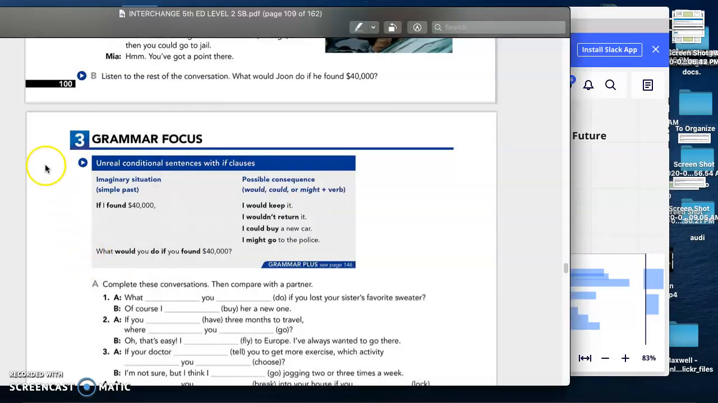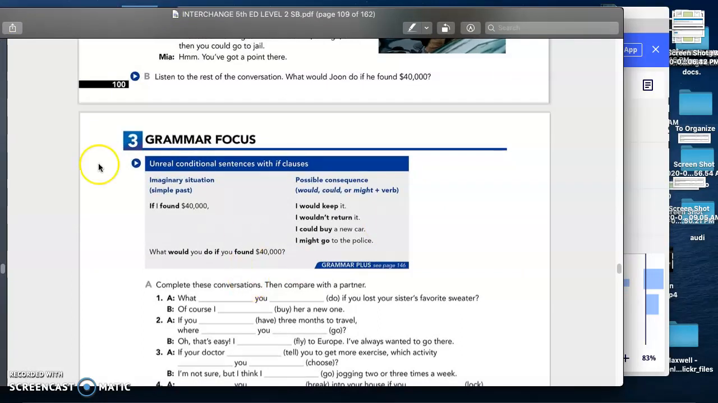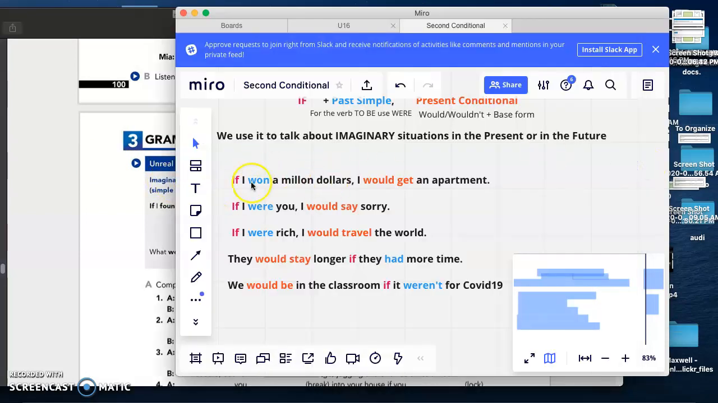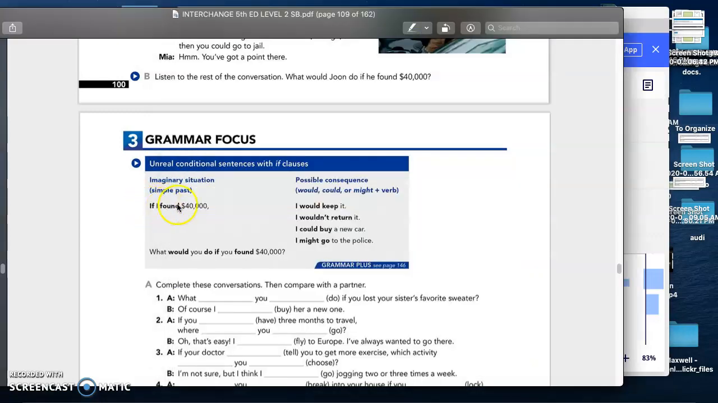So here in the book Interchange 5th edition level 2, we have unreal conditional sentences with if clauses. So in here we have an imaginary situation again, and we are using the past to describe the imaginary situation. If I won $1 million, this is an imaginary situation, and in here I am using the past and if. So if I found, meaning I haven't found this money, I am imagining that I found it. So if I found $40,000, then I am using the possible consequence.